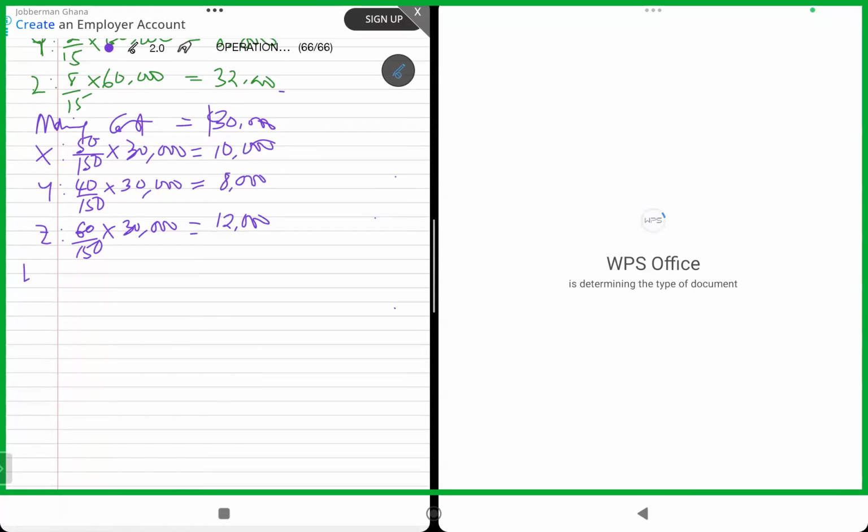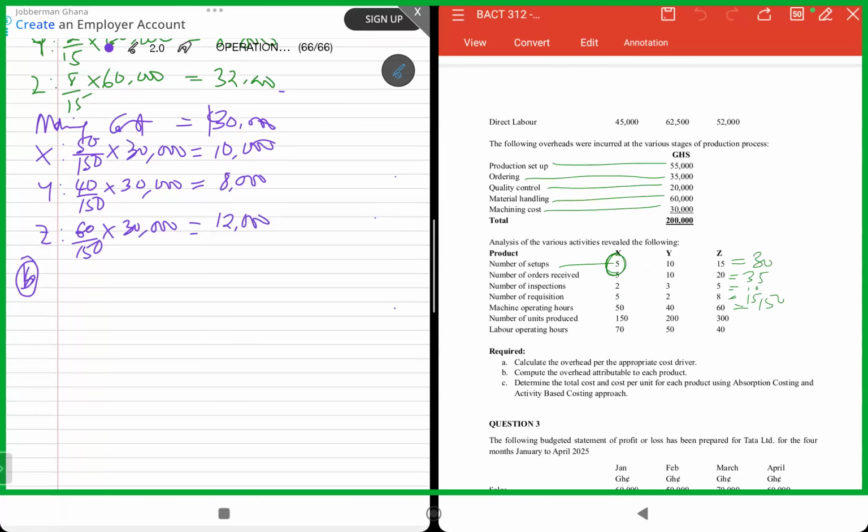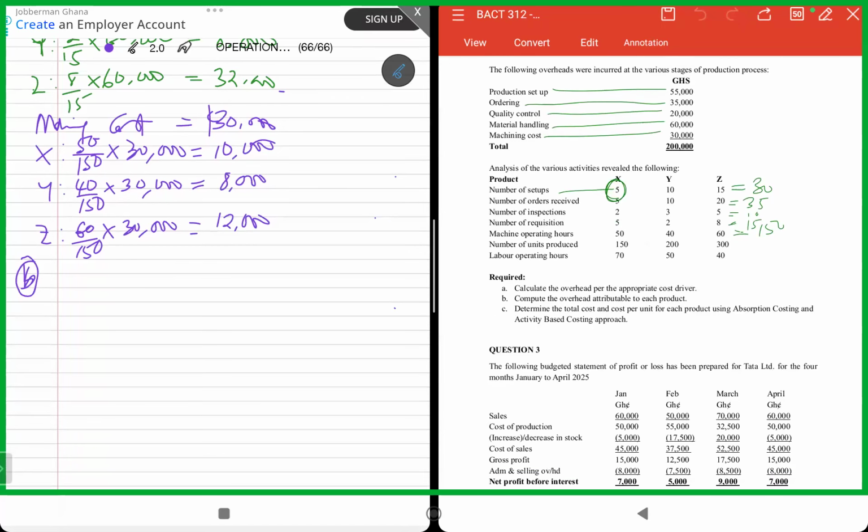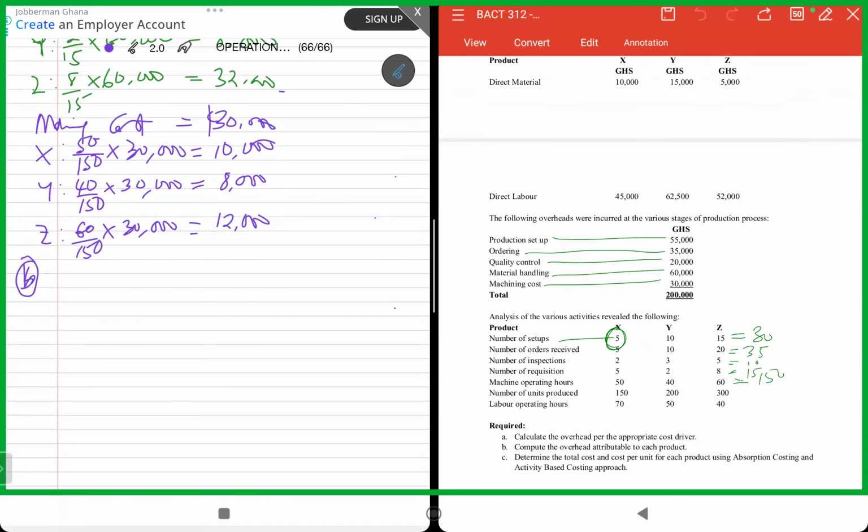Let's go to the B. I've told you the difficult one is the A. The difficult one is the traditional absorption. That one is a lot of work. So the B says compute the overhead attributable to each product. So, computation of overhead.